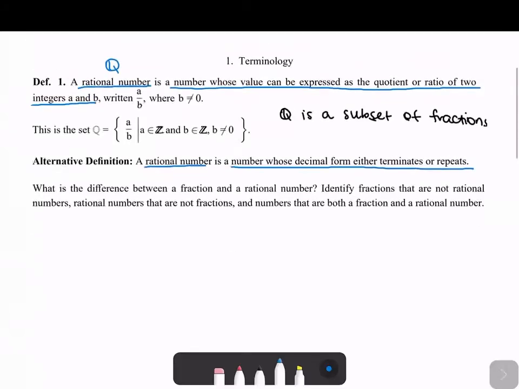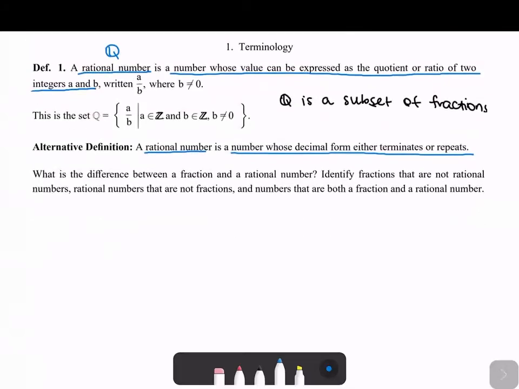However, there is a subtle difference between a fraction and a rational number, right? We said the rational numbers are subsets of fractions, right? Every rational number is a fraction, but not vice versa. So we can list fractions that are not rational.